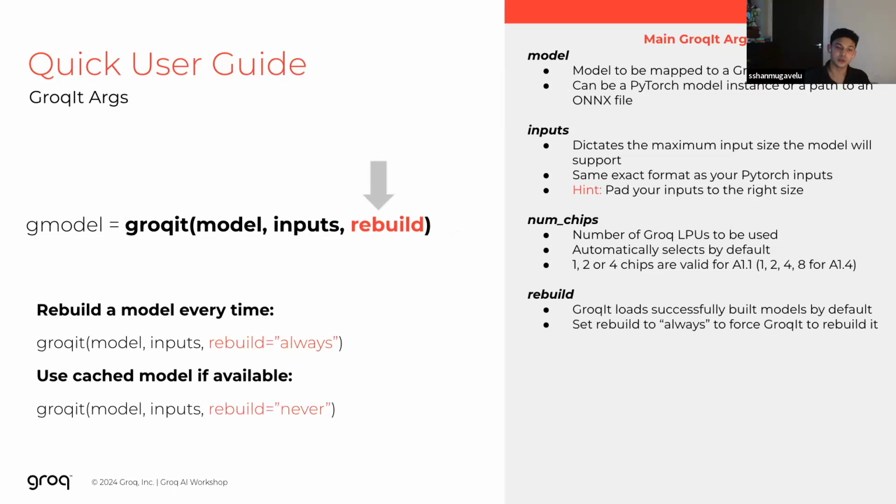You can choose whether to rebuild your GroqFlow model. So I think Bill was talking about this before. The way he managed to get all of those examples up and running quickly is because he ran it before, and all the binaries and everything were cached. And if you want that to be the case, you can specify rebuild equals to always. And if you want it to compile every single time, you can specify rebuild equals to never.